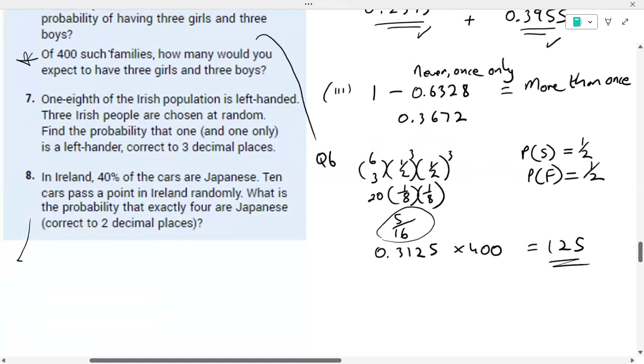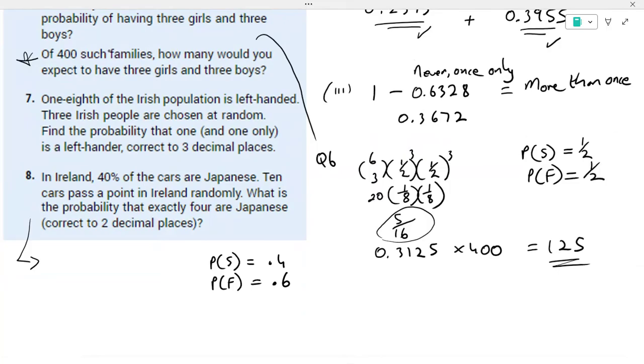Now we'll just maybe jump down to 8. In Ireland, 40% of the cars are Japanese. So probability of success is being Japanese. Probability of failure is not being Japanese. So again, you can see the Bernoulli trial. I mean, there could be other types of cars, but we're not interested. We're just looking at Japanese or not.